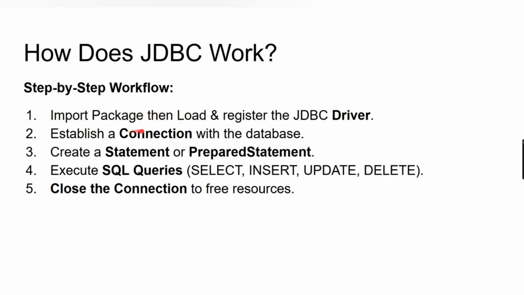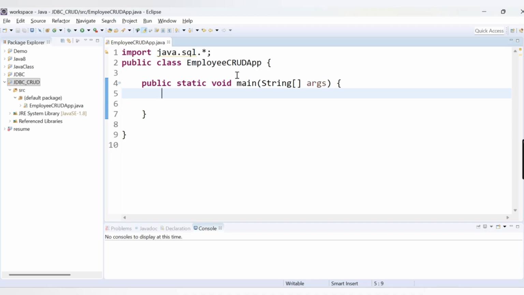Now we need to establish a connection with the database. When we establish a connection, you need to provide the database credentials. What are the credentials you need to provide? You need to provide the URL, username, and password of your database. In our program, we will store the database connection details like URL, username and password at the top of the class, so it's easy to change if needed.